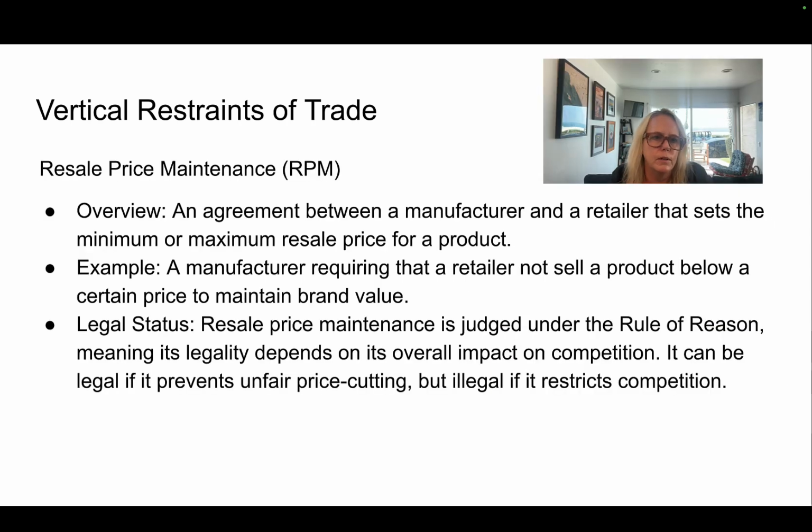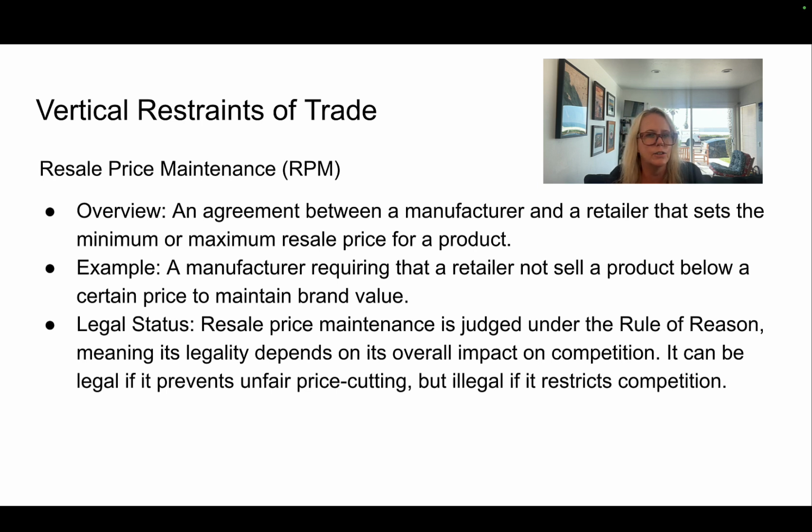So, vertical restraints of trade. Resale price maintenance, or RPM, which is an agreement between a manufacturer and a retailer that sets the minimum or maximum resale price for a product. So a manufacturer requiring that a retailer not sell a product below a certain price to maintain brand value.